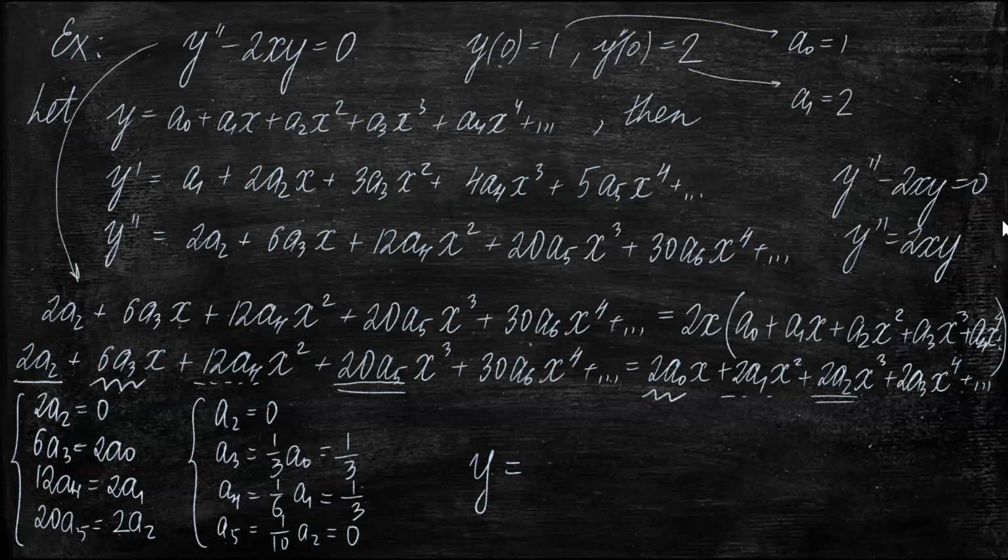And y as a power series can be represented in the following way. 1 plus 2x. Now we're missing the x squared term. Then we have 1/3 x cubed plus 1/3 x to the power 4. Then we have a missing fifth term, and then we continue with the 6th, 7th, and so on.